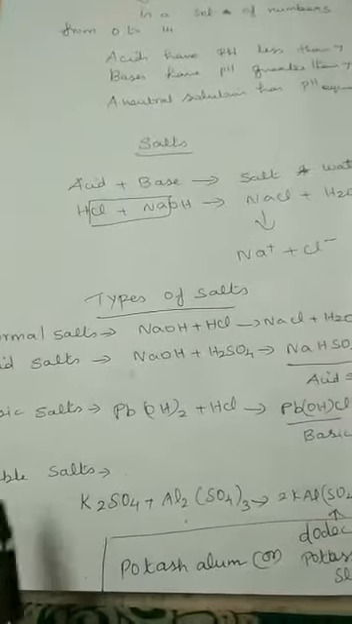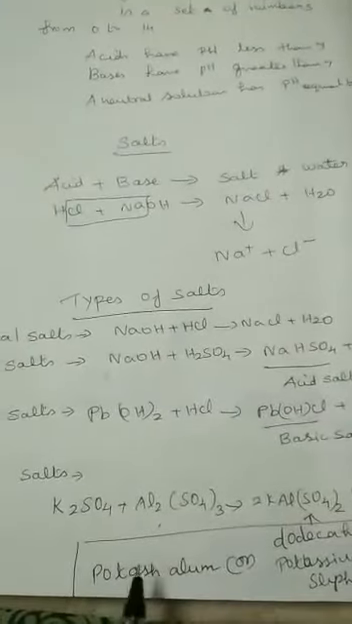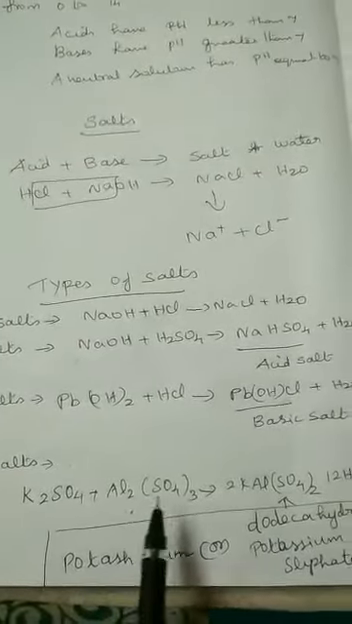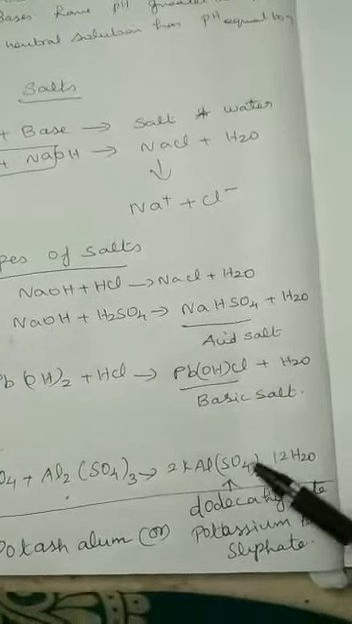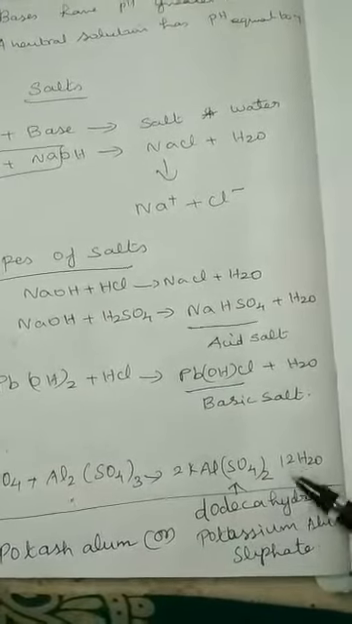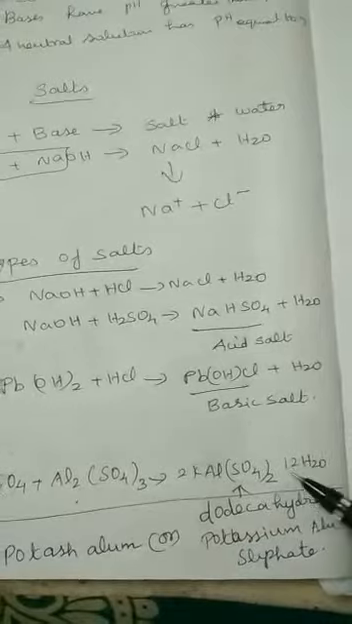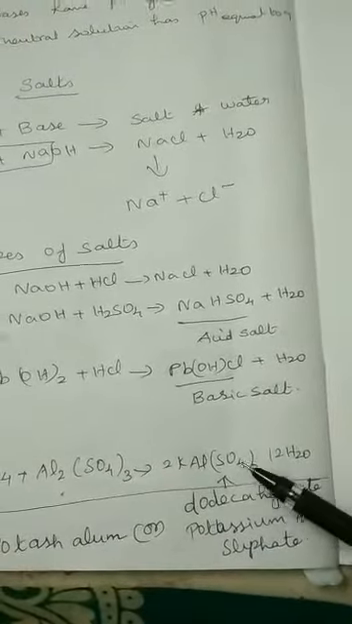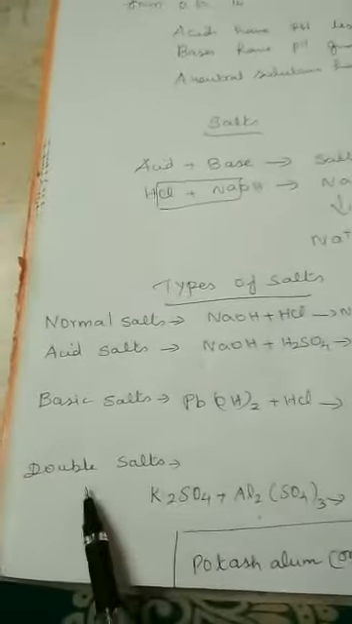Next, double salt. What is double salt? Potassium alum is the best example for double salt. That is potassium sulfate with aluminum sulfate gives potassium aluminum sulfate plus 12 water molecules. This is dodecahydrate. It represents the 12 water molecules present in it. This is called potassium aluminum sulfate. This salt is the best example for double salt.